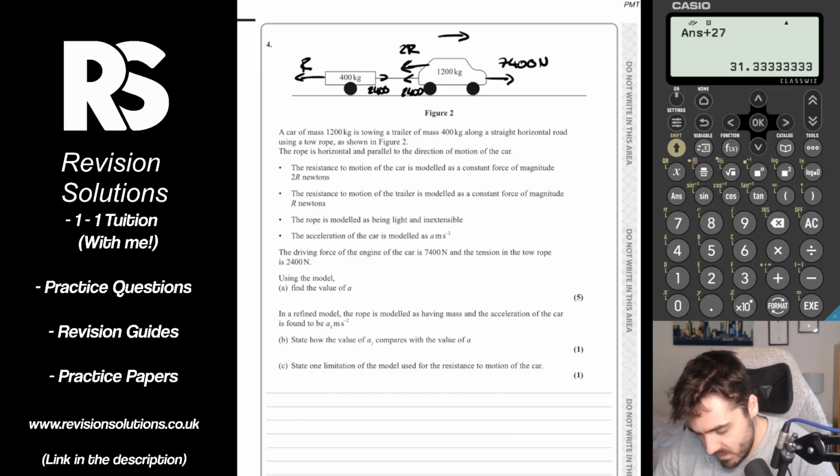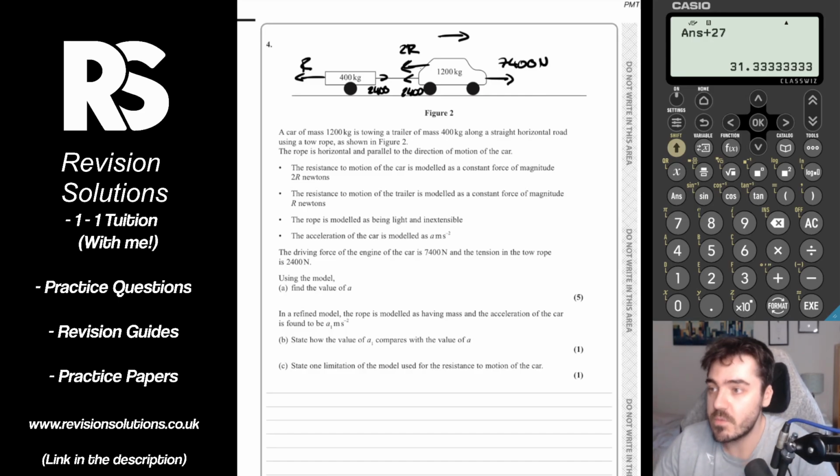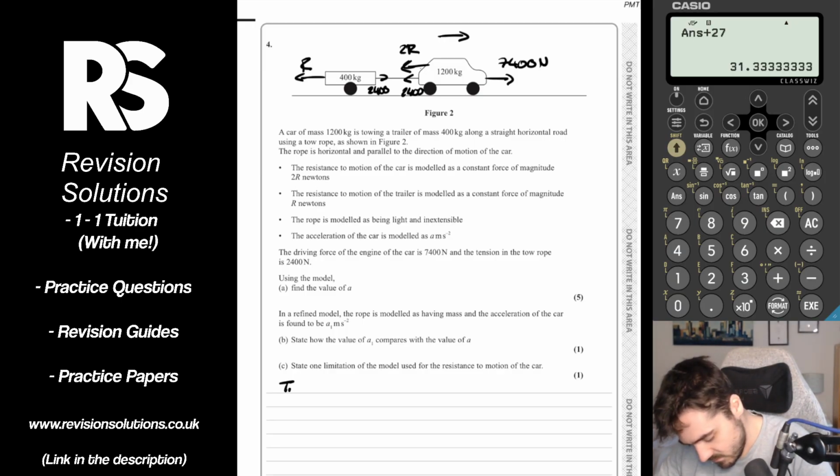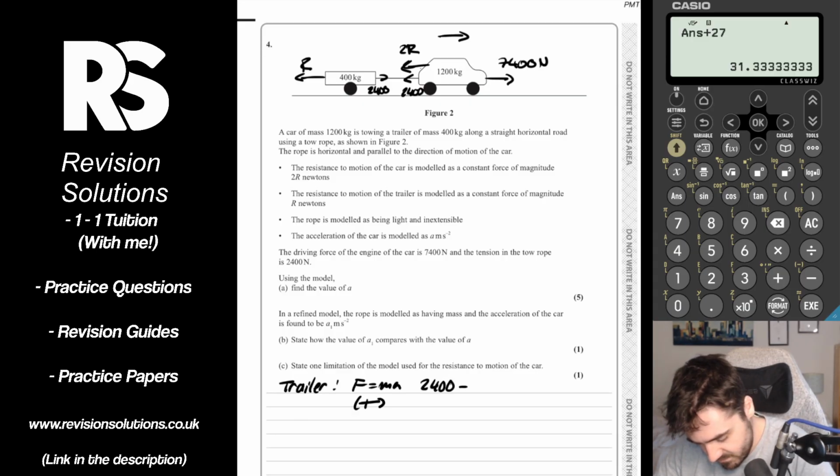So we have two unknowns, a and r, meaning we're going to need two equations. We can achieve that by treating the car and the trailer separately and doing a model individually for them. So if we do the trailer first, doing F equals ma, we're going to have 2,400 minus r, taking to the right as positive, so 2,400 minus r is going to equal 400a.